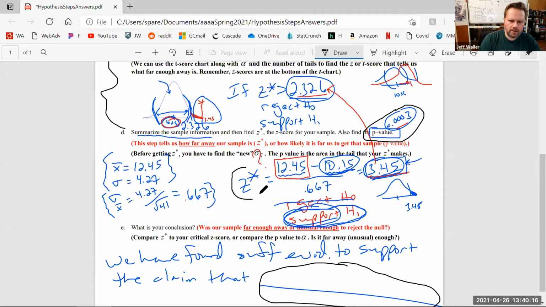Why do I call it Z star? Well, it's a Z score, right? It's a Z score we calculate from our sample. Is everybody with me? We've done that before. So why does Jeff call it Z star? Because isn't there another Z score right here? Isn't that a Z score? Yes? That right there, that's a Z score?